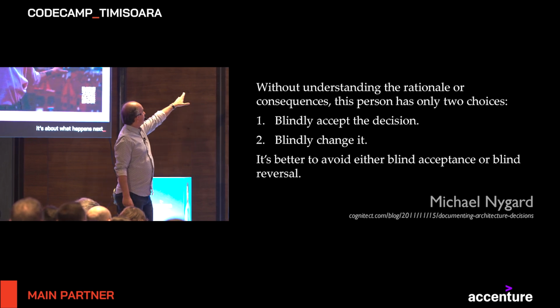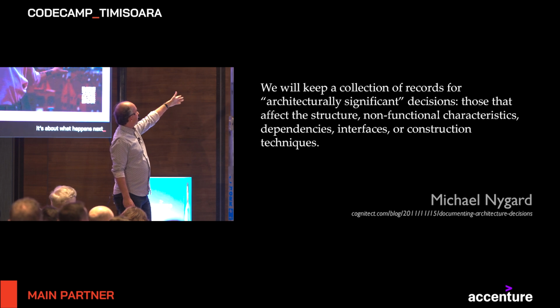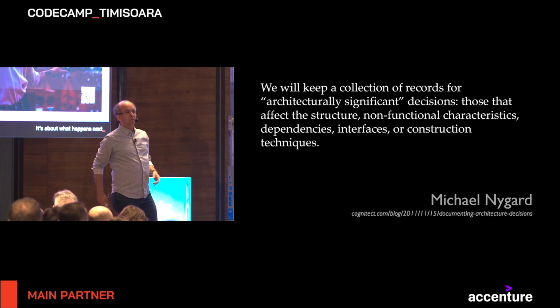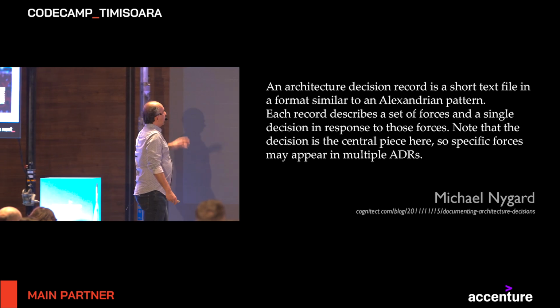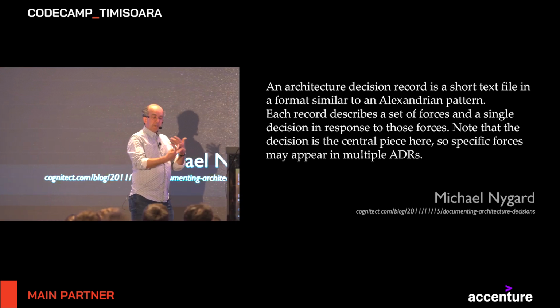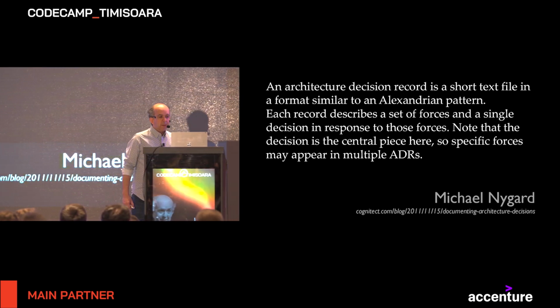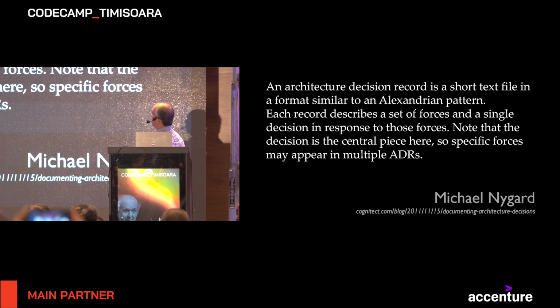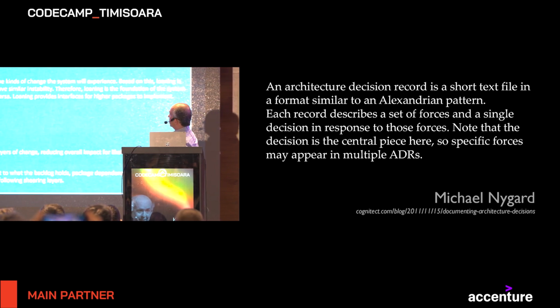So we want to avoid either of these, and he says, we will keep a collection of records for architecturally significant decisions, those that affect structure, non-functional characteristics, dependencies, interfaces, or construction techniques. Use a technique, Alexandrian patterns, named after Christopher Alexander. It's a derivative form of that. Each record describes a set of forces and a single decision in response to those forces. For the one that I just did, it looks like this.